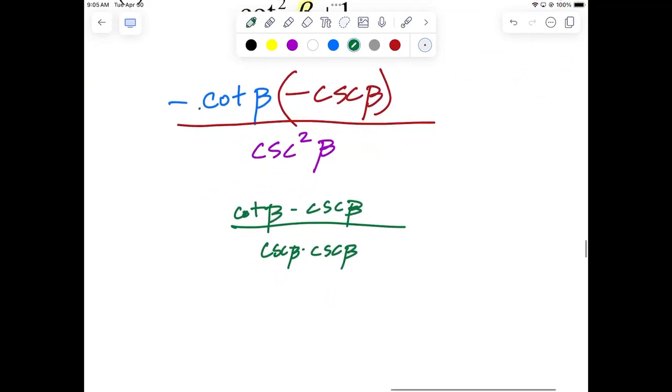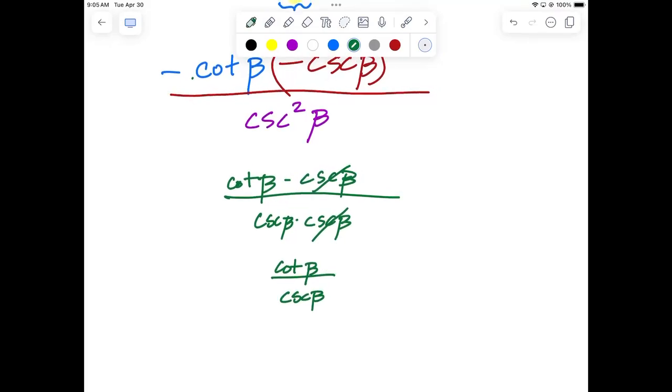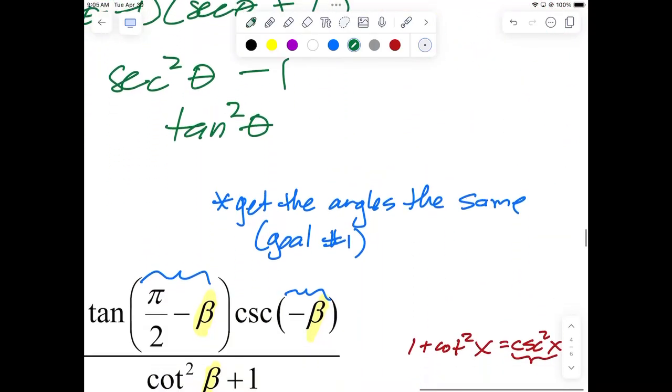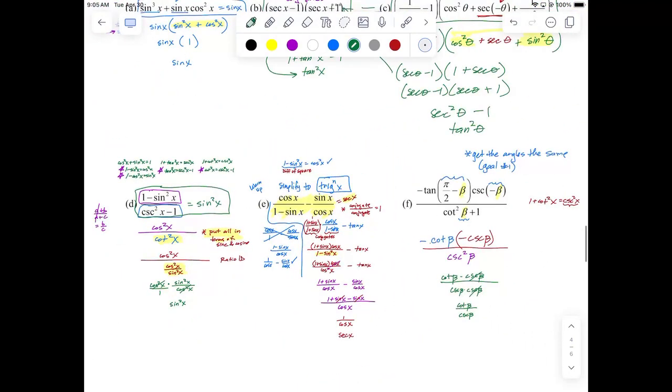Why would I want to do that? What happens with one of my cosecants? They divide out. And I'm just left with cotangent of beta all over cosecant of beta. Is that our goal? Did we want to get down to that right there? Are we done? Nope. Our goal was to get it down to a single trig function, a power of a single trig function.